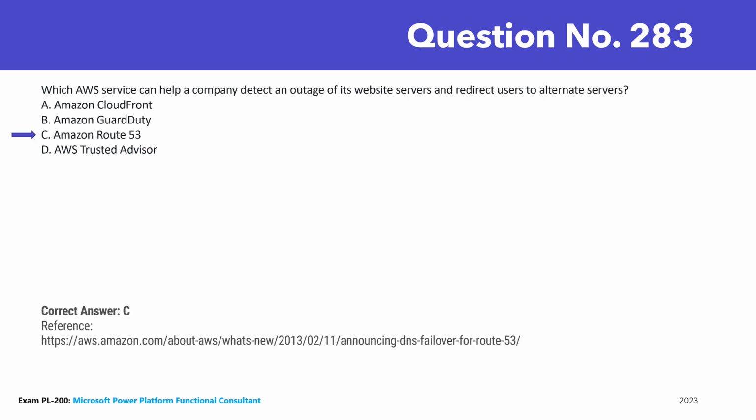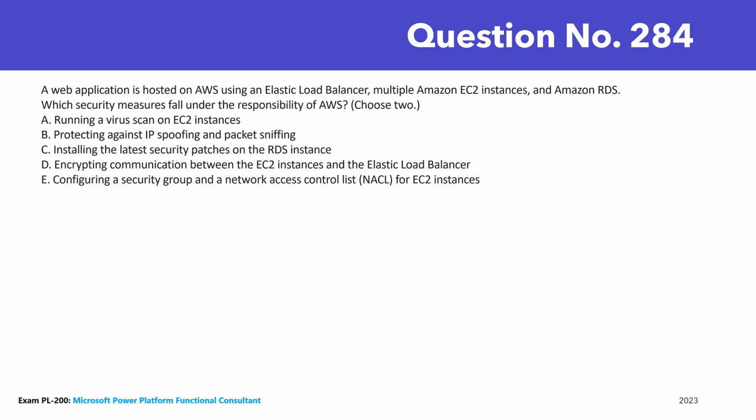A web application is hosted on AWS using an elastic load balancer, multiple Amazon EC2 instances, and Amazon RDS. Which security measures fall under the responsibility of AWS? Choose 2. A. Running a virus scan on EC2 instances. B. Protecting against IP spoofing and packet sniffing. C. Installing the latest security patches on the RDS instance. D. Encrypting communication between the EC2 instances and the elastic load balancer. E. Configuring a security group and a network access control list, an ACL, for EC2 instances. Correct answer, B and C.